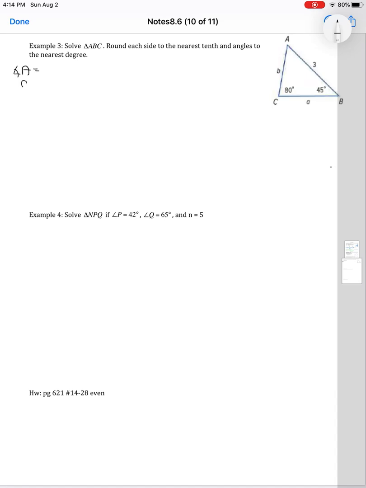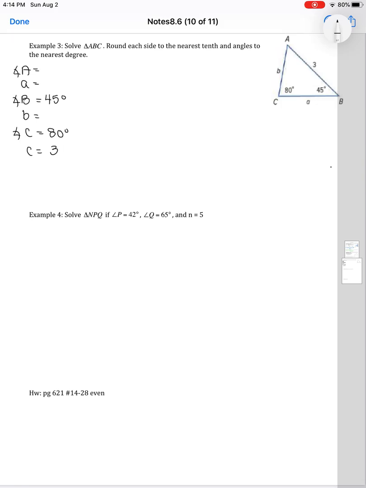All right, so first things first, it asks you to solve. So what I'm going to do is set up a chart. So I have angle A, little a, angle B, little b, angle C, and little c. And let's fill in what we know. So angle A, don't know, little a, don't know. Angle B, 45, little b, don't know. Angle C is 80, little c is 3. So you're always given three items and you have to find three items.